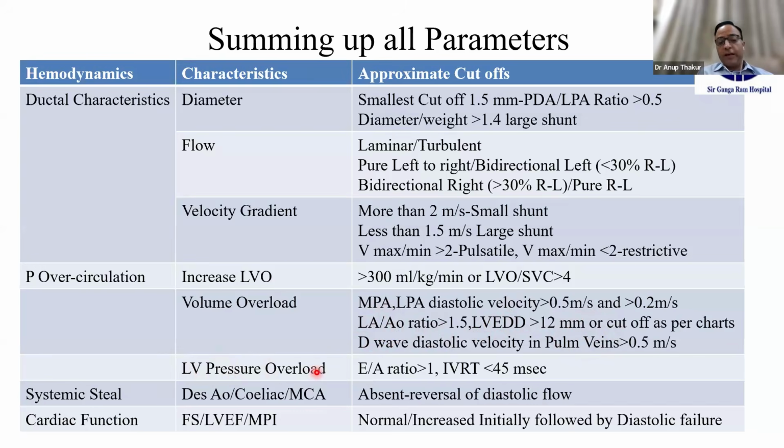For the LV pressure overload, I discussed very briefly the EA ratio and the IVRT because time is limited for me. And we discussed how for the EA ratio, there is something called pseudo normalization when there's a large duct in a PDA. EA ratio becomes more than 1. The LV may get lesser time to relax because there's blood sitting on top and the mitral valve opens up early. So the IVRT, isovolumic relaxation time, decreases.